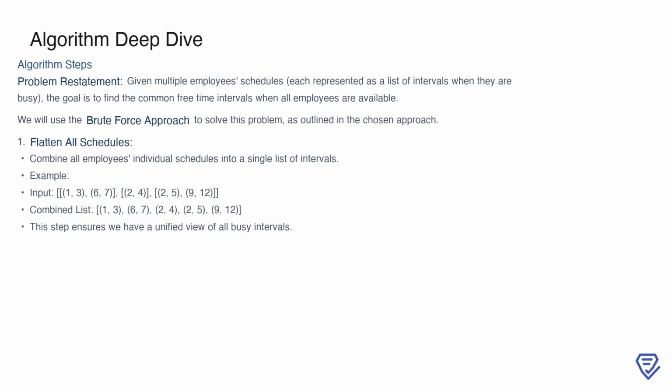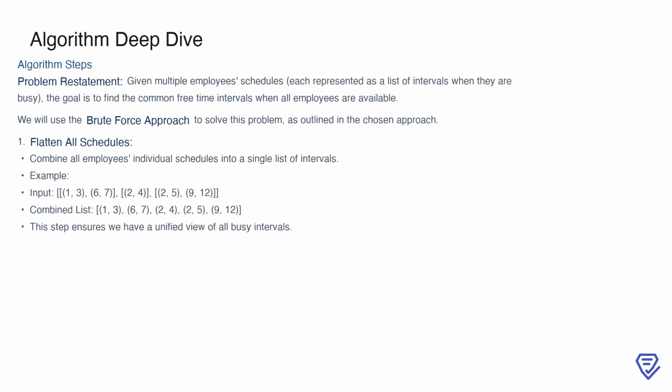To solve the employee free time problem, we need to determine the intervals during which all employees are available. The first step in our brute force approach is to flatten all the schedules. This means consolidating all the individual employee schedules into a single list of intervals. For example, if we have the schedules [1,3], [6,7], [2,4], and [2,5], [9,12], we combine these into one unified list: [1,3], [6,7], [2,4], [2,5], [9,12].